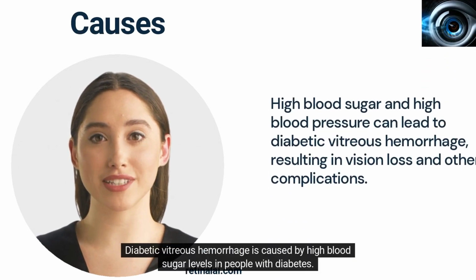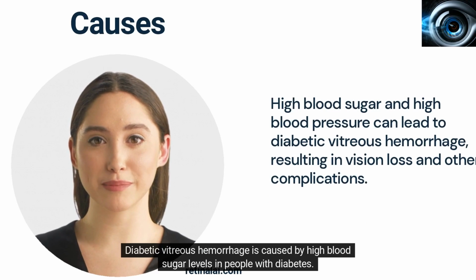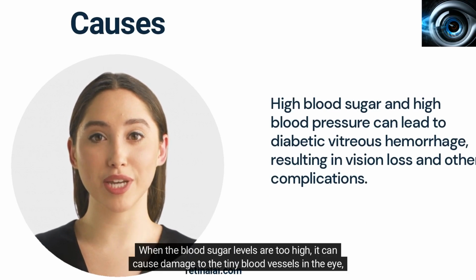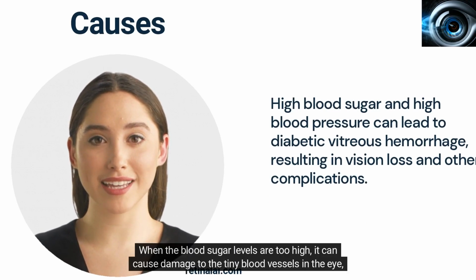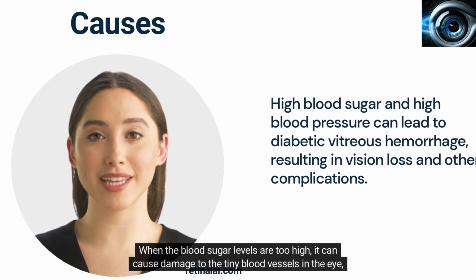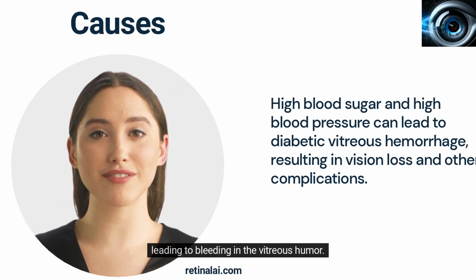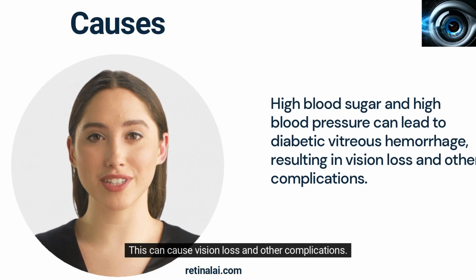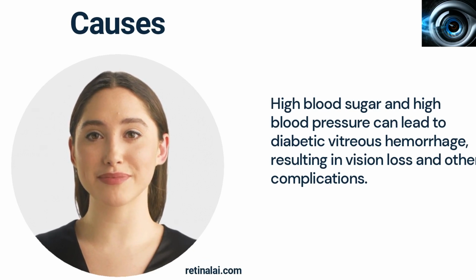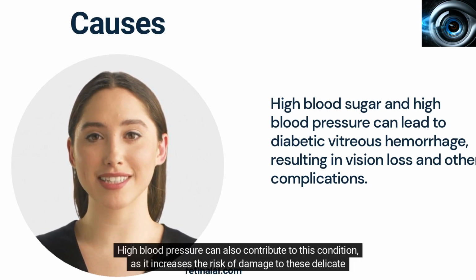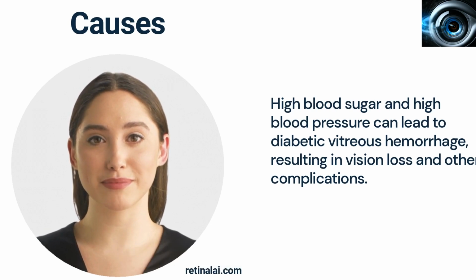Diabetic vitreous hemorrhage is caused by high blood sugar levels in people with diabetes. When the blood sugar levels are too high, it can cause damage to the tiny blood vessels in the eye, leading to bleeding in the vitreous humor. This can cause vision loss and other complications. High blood pressure can also contribute to this condition, as it increases the risk of damage to these delicate vessels.